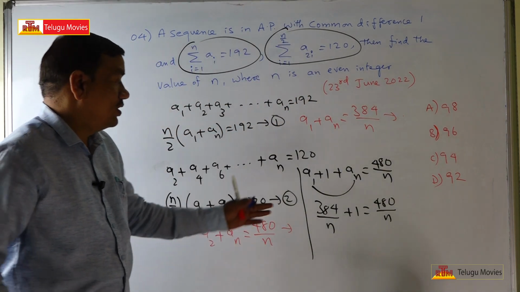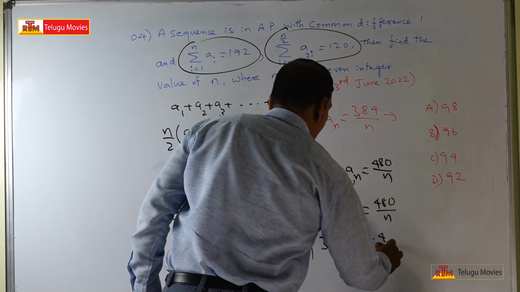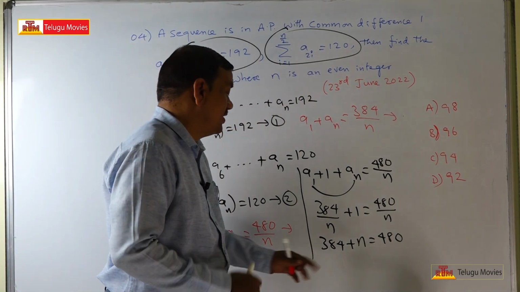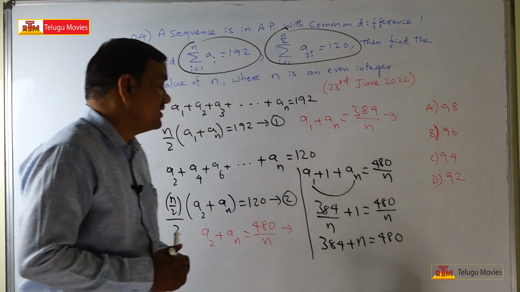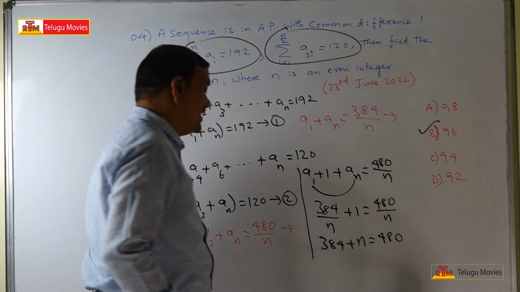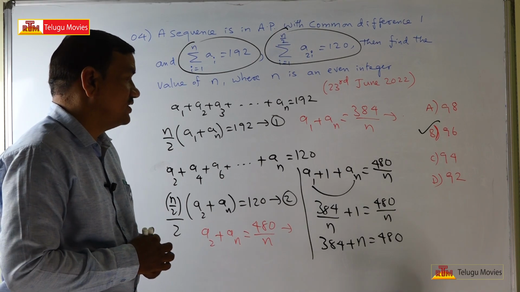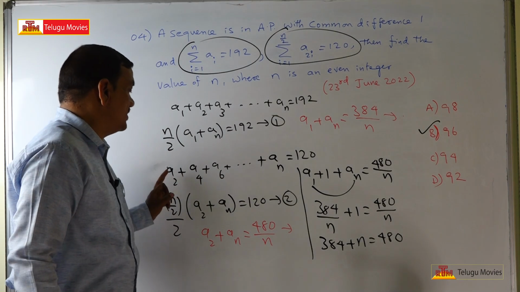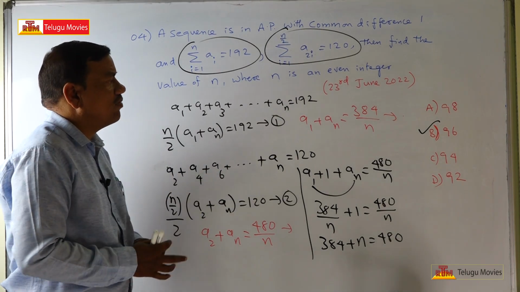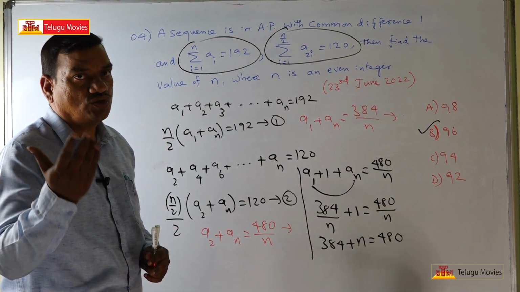Okay, now you can multiply with n. So this is 384 plus n is equal to 480. If you see here, n is equal to 480 minus 384, so therefore n is equal to 96. Add 96 to 384 and you will get 480. So it is a very easy problem. The only thing we have to remember is that these terms will be n by 2. If you know that, the problem is very easy. I hope that you understand this solution. Let us go for the next problem.